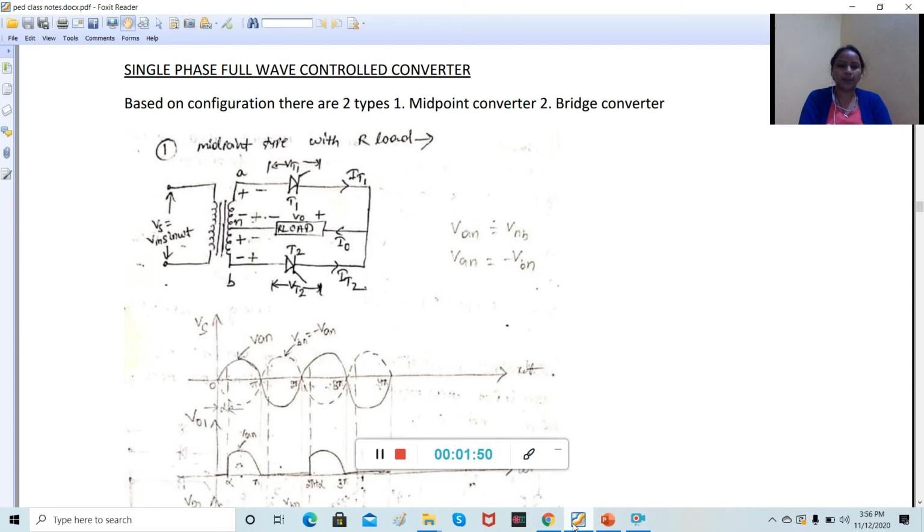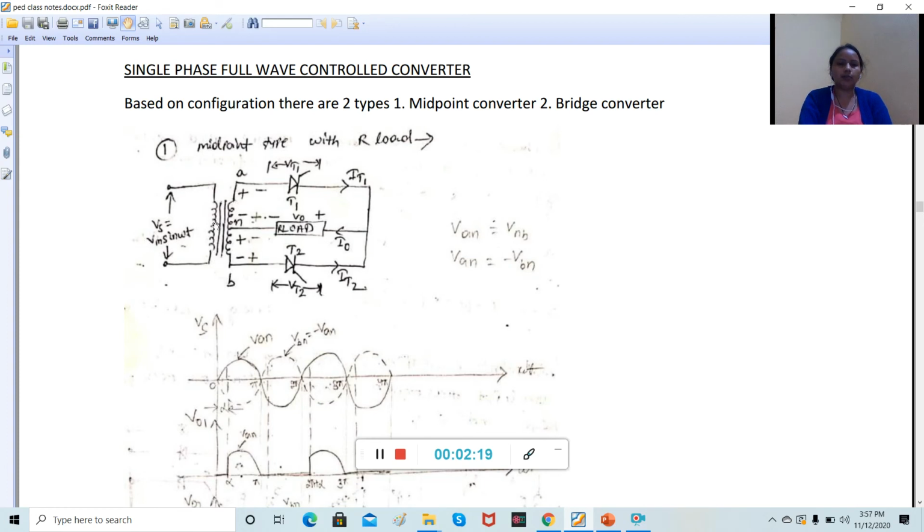First one is the R load. So what happens under the midpoint type configuration with R load? Let's see. This is the circuit diagram for the single phase full wave controlled converter, midpoint type with R load. In this circuit diagram, this is the supply voltage, that is Vs equal to Vm sin omega t. This is the transformer.